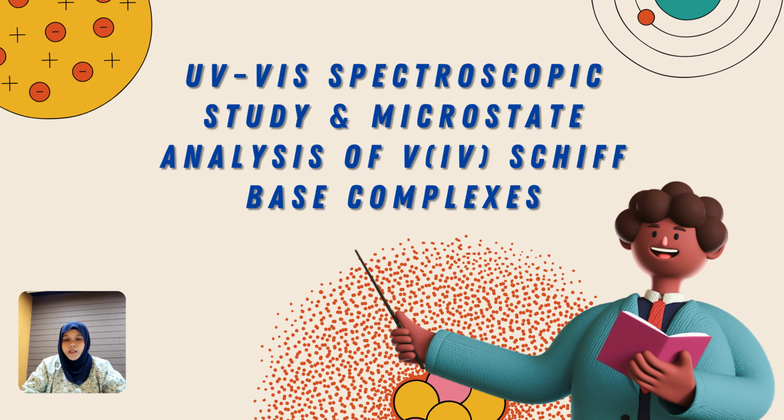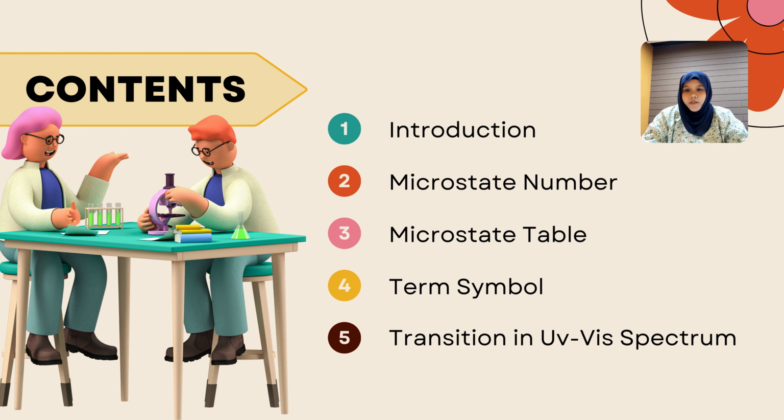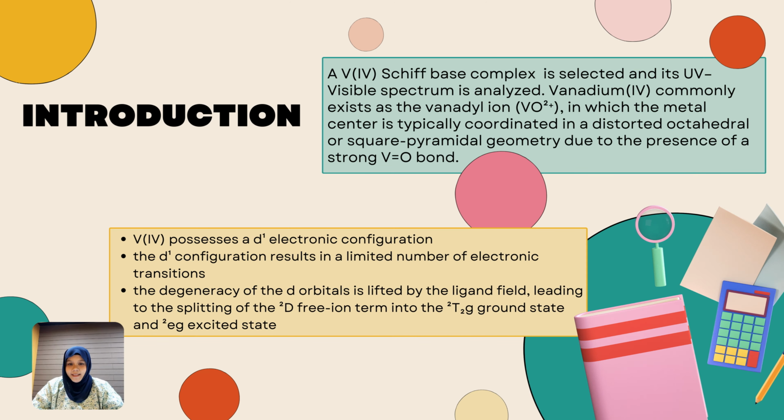We present a UV spectroscopy study and microstate analysis of vanadyl-based complex. In this video, I will briefly introduce the vanadyl-based complex, the determination of microstate number, microstate table, and the term symbol, and also how to determine the transition in the UV spectrum using the Tanabe-Sugano diagram. I choose the vanadyl complex to be analyzed.